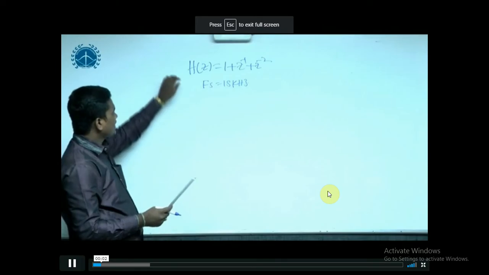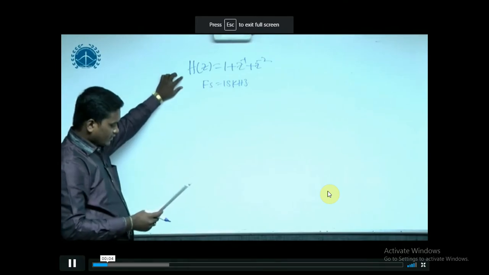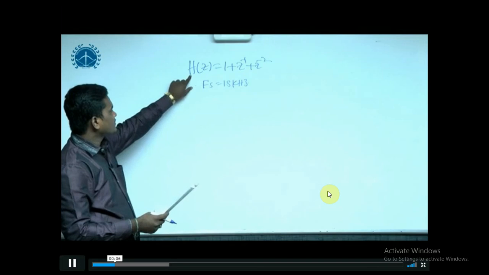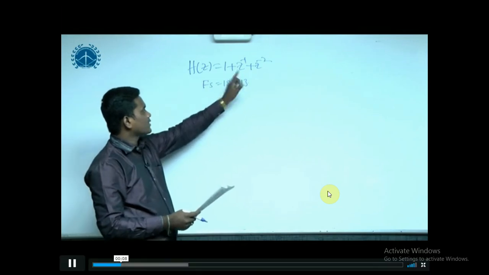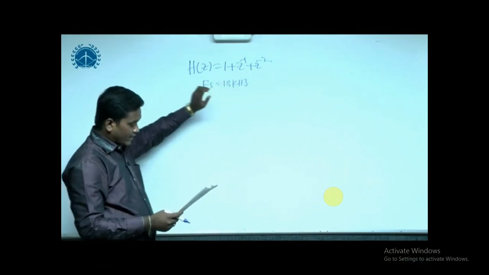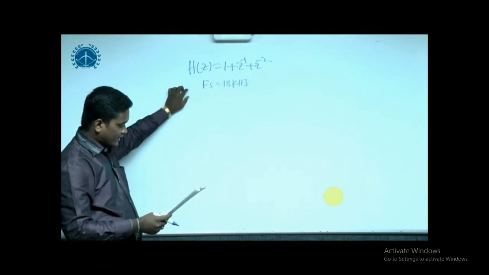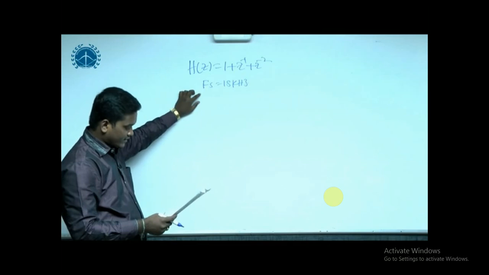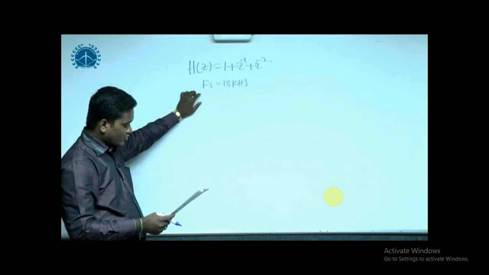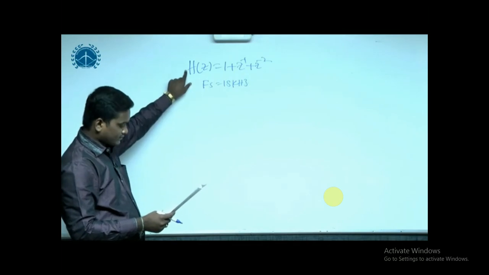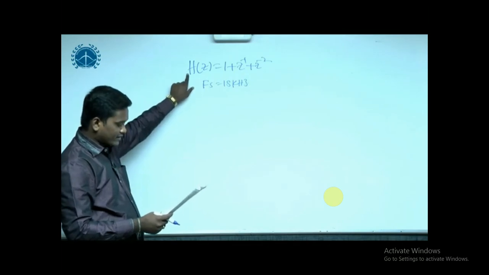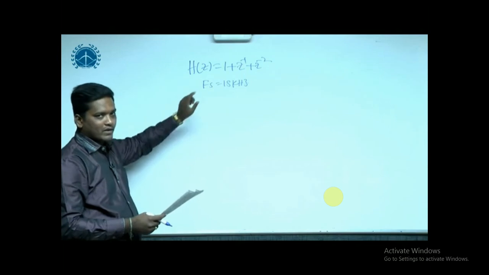The question is: an LTI system is defined as h of z equals 1 plus z inverse plus z power minus 2. We are applying one analog sinusoidal signal which is sampled at 18 kilohertz, and the sequence so obtained is filtered with this system. What is the frequency of the analog sinusoidal signal which cannot pass through the system?